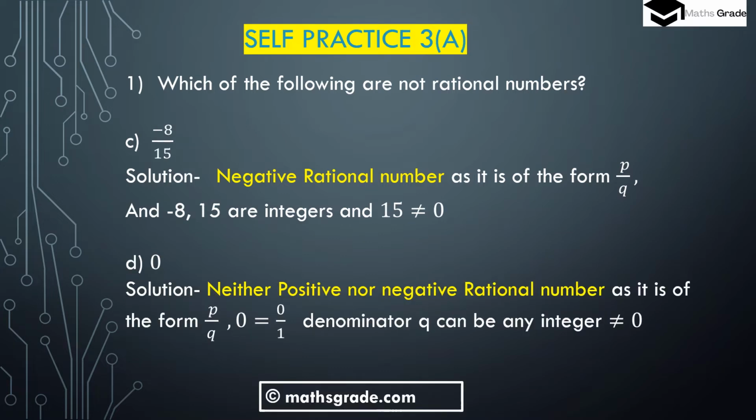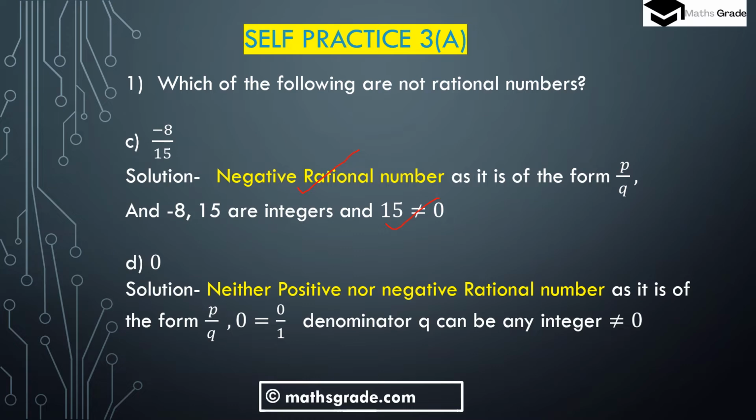Now we solve question number 3, bit C, minus 8 divided by 15. This is a negative rational number as it is of the form P divided by Q, where P and Q are integers, that is P is minus 8 and Q is 15. Both are integers and Q, that is 15, is not equal to 0. So this is a negative rational number.